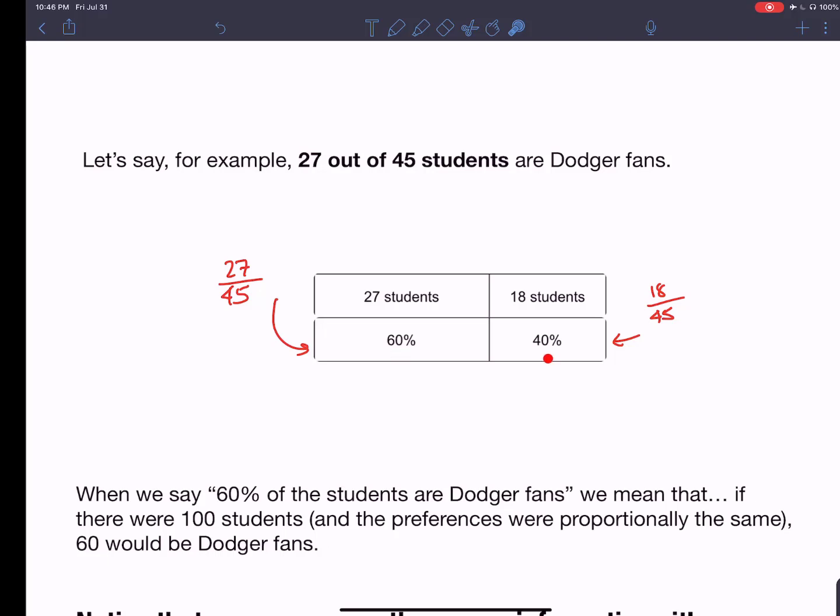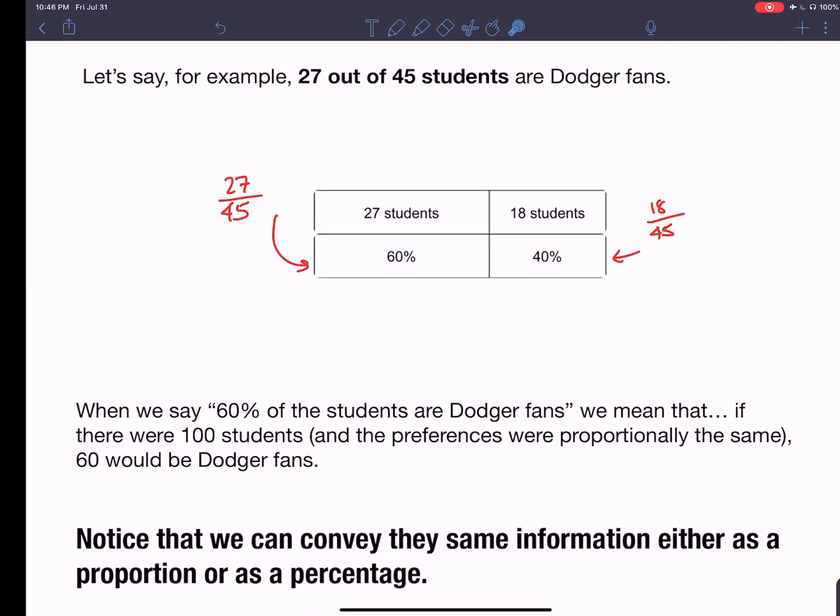And we could say the same thing with 40%, right? If we continue to ask more students instead of stopping at 45, if we went all the way to 100 and the preferences proportionally stayed the same, that means out of those 100 students that we asked, 40 of them would not be Dodgers fans, right? That's where these two numbers come from.